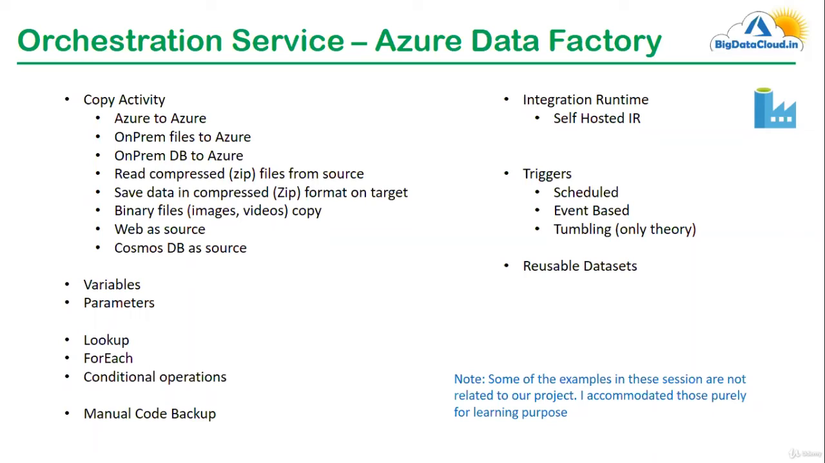We will read data from zip files at the source. We can also save data in zip file format on the target. We can copy binary files. We can copy data from web sources. We are going to see how we copy data from Cosmos DB. These are some of the copy activity examples I'm going to take. After that, variables and parameters. We are going to see what those are and what their uses are. There are transformation activities like lookup, for each, conditional operations, and a few more, like what we typically have in an ETL tool.